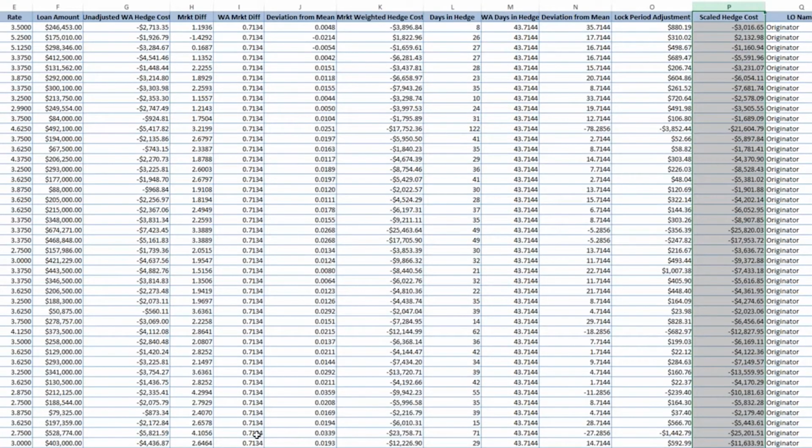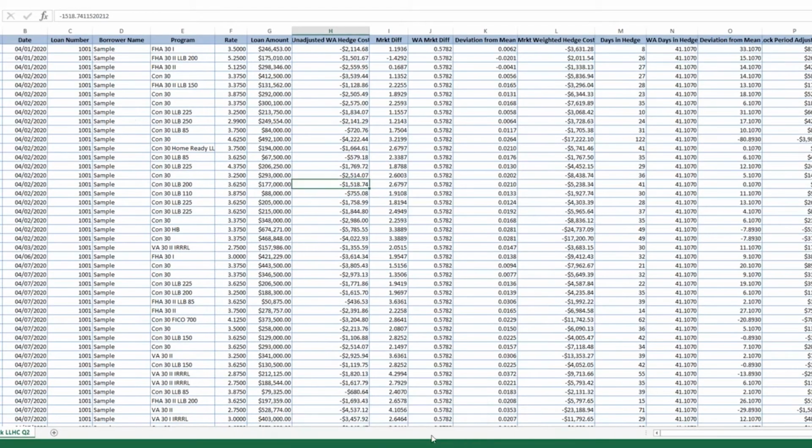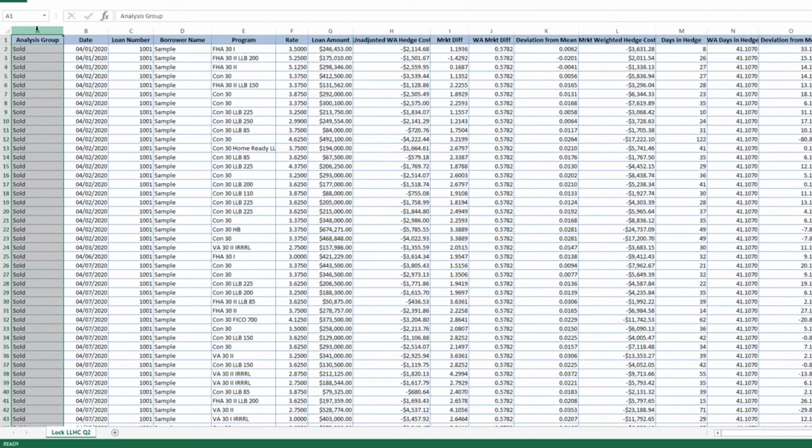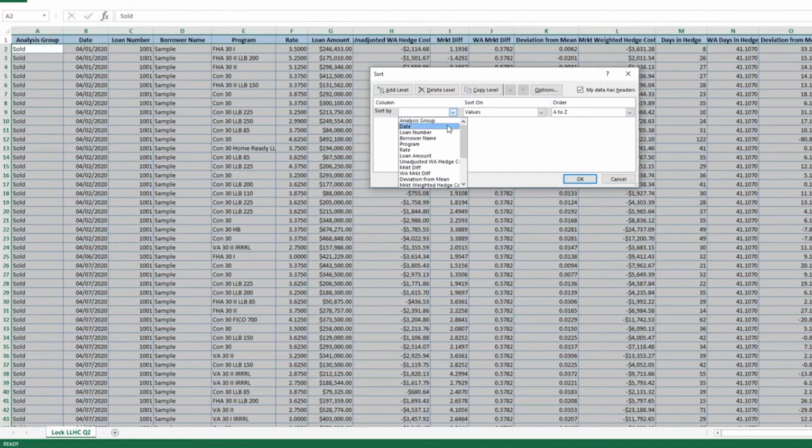Now, as I mentioned last week, this loan level hedge cost allocation cannot be used for hedge performance purposes because the hedge costs in this analysis are only distributed across funded loans and fallout is not included in the analysis. The good news is that we can include fallout in the calculation using the same methodology, and we do so in the lock level hedge cost report.